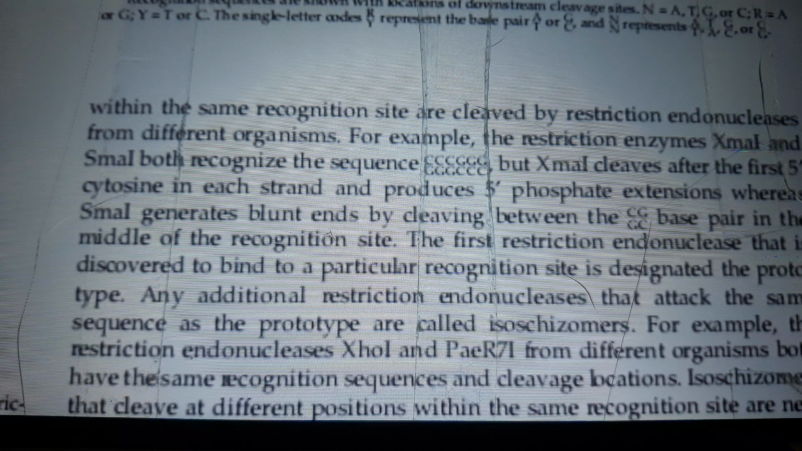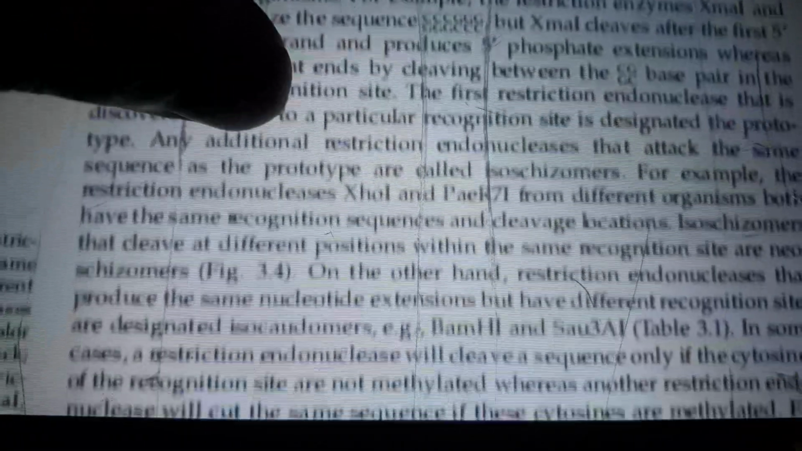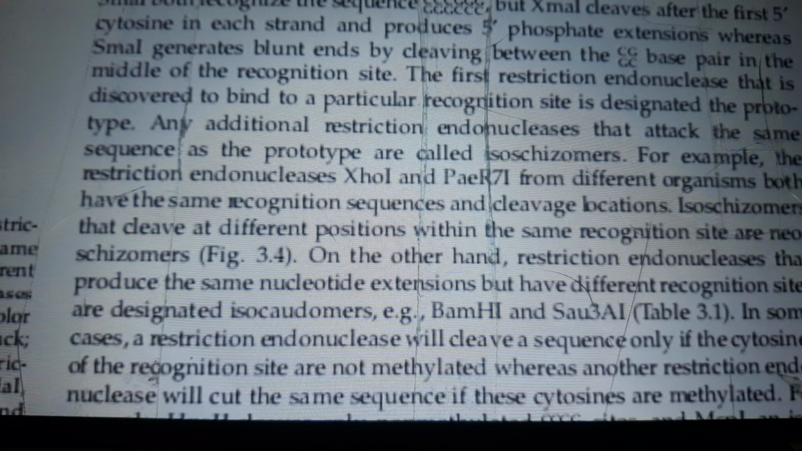For example, the restriction enzymes XmaI and SmaI both recognize the same sequence, but XmaI cleaves after the first 5' cytosine in each strand and produces 5' phosphate extensions, whereas SmaI generates blunt ends by cleaving between the CG base pair in the middle of the recognition site.